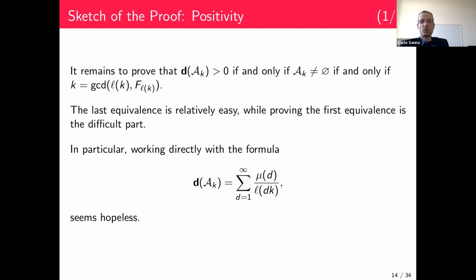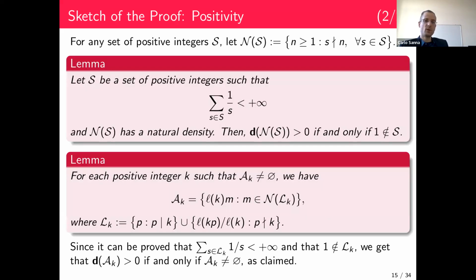One could be tempted to use the formula. Since now we have a formula, one could try to understand when this series is or is not equal to 0. However, we tried to do this, but we didn't find a way, and so we had to take another route. We used the so-called set of non-multiples. So let's see what is the idea.